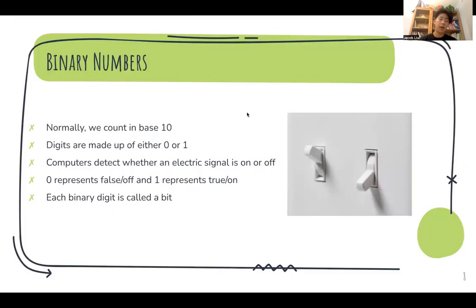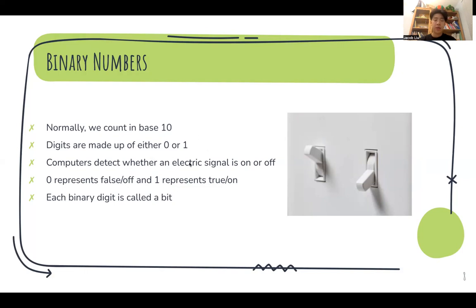Okay, so what are binary numbers? Well, normally we would count in base 10, also known as decimal. This is because we have 10 fingers, right? So in base 10, we have 10 digits that go 0, 1, 2, 3, 4, 5, 6, 7, 8, 9. However, in binary, there are only 2 digits, 0 and 1. That's also why it's called base 2, because there are 2 digits.